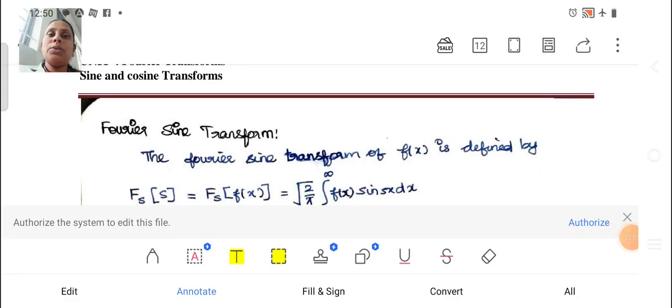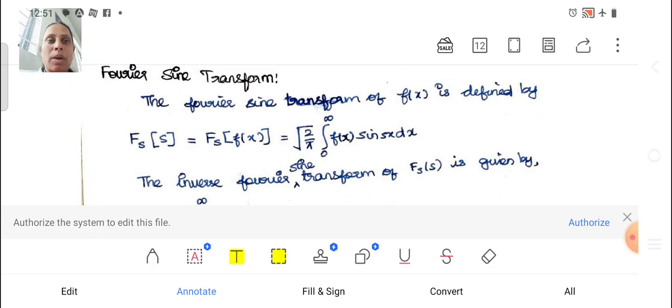Today we are going to see about the Fourier Sine Transform and Fourier Cosine Transform. In the previous class we saw what is Fourier Transform and inverse Fourier Transform. So in this class we are going to see what is Fourier Sine Transform and Cosine Transform.